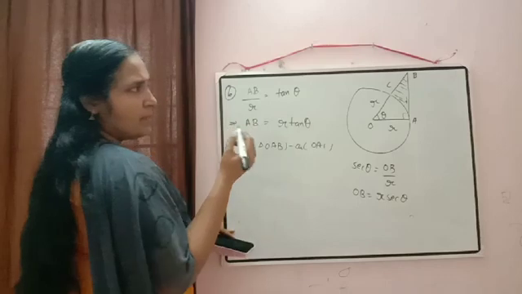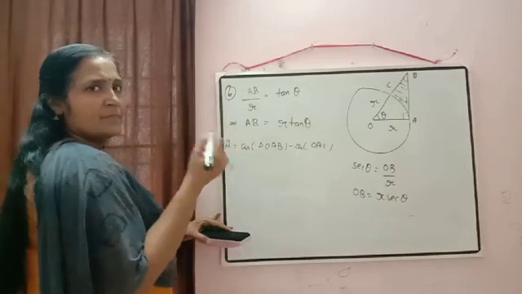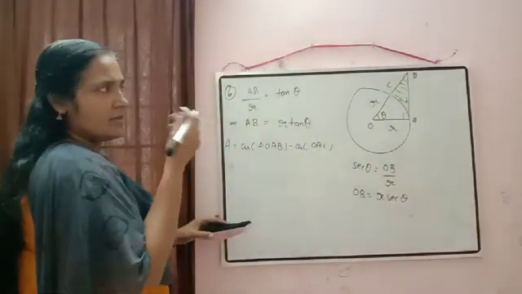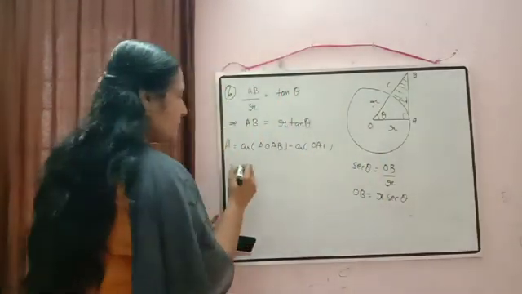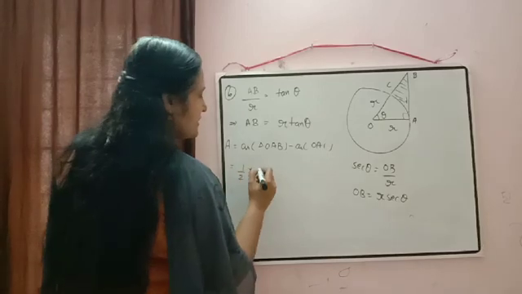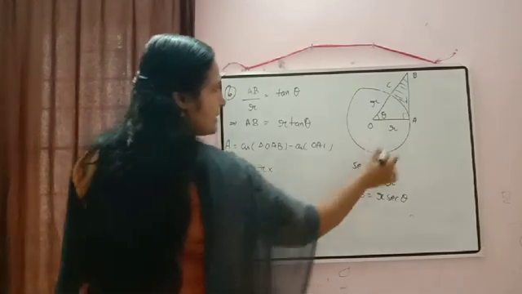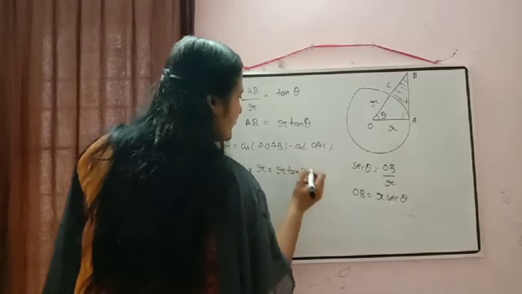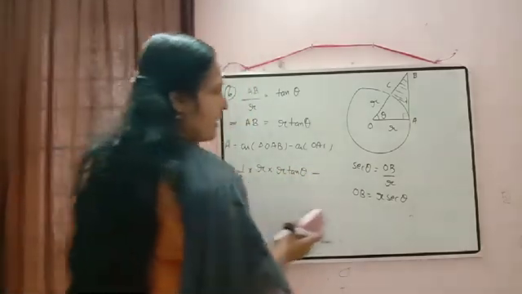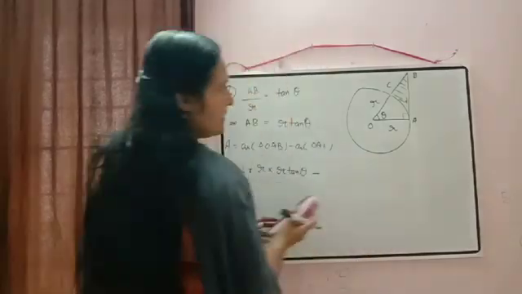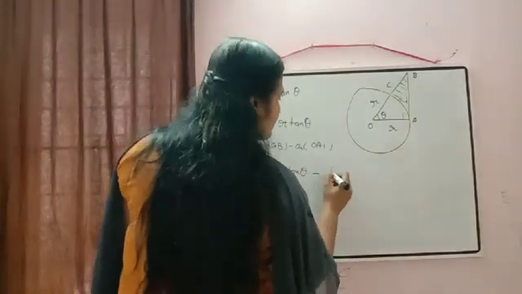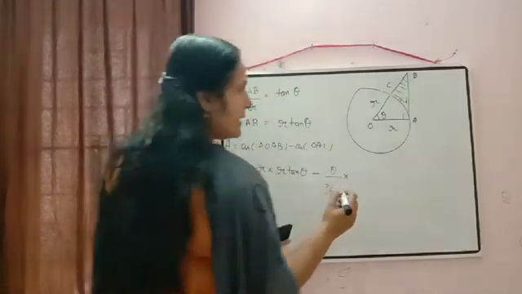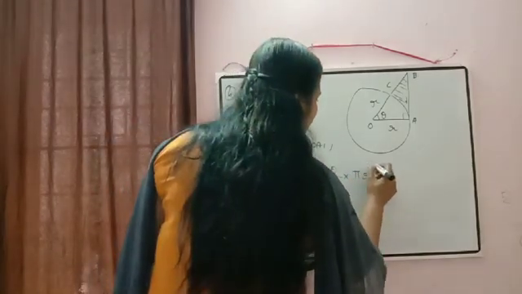Area of triangle OAB, which type of triangle is that? That is a right triangle. So we can use the formula half into base into height. So half into, what is the base we have? R. And what is the height? Height is AB. And we know AB is R tan theta, minus area of sector OAC. The formula for area of sector is theta by 360 into pi r square.